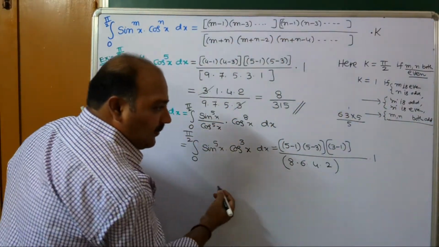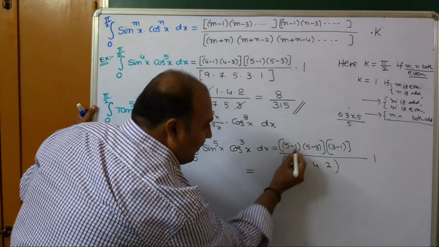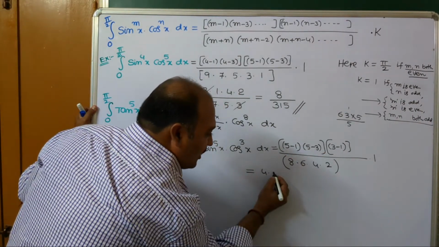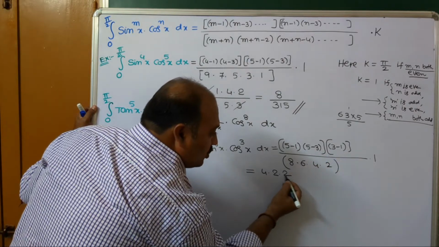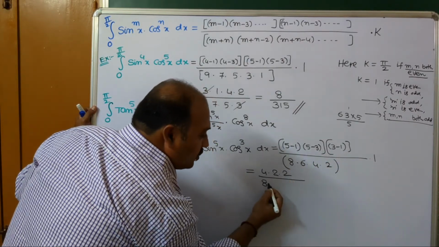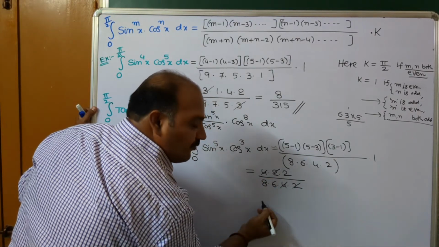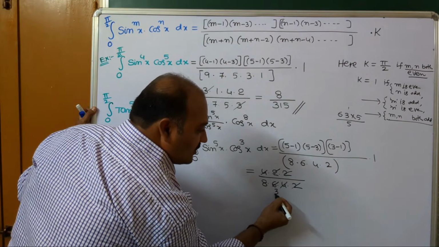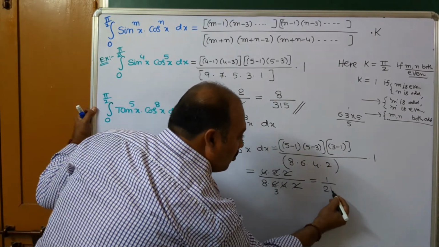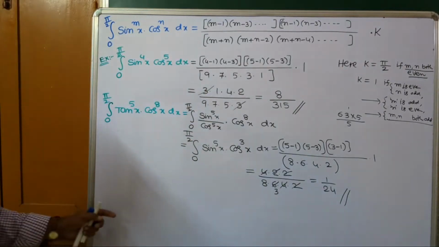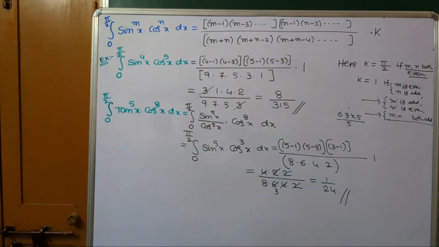Now we can simplify. This is equal to 5 minus 1, 4. 5 minus 3, 2. 3 minus 1, 2. By 8 into 6 into 4 into 2. 4 into 2 get cancelled. 2 1s, 2 3s. So 1 by 24. So this is the way you can give the answer, dear students. Whenever the question is in terms of tan, we need not worry about the question. Now we will move to another set of questions. Shall I rub this?